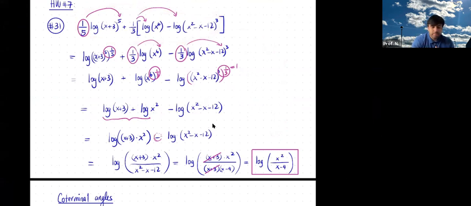This is a good question. So again, it's all about knowing how to apply the laws of logarithms, those 3 laws that we discussed: the product rule, the quotient rule, and the power rule. Okay, anything else? What else?